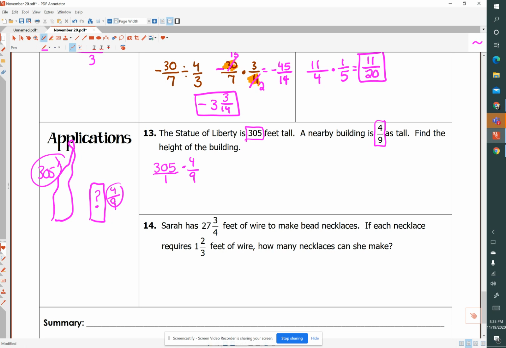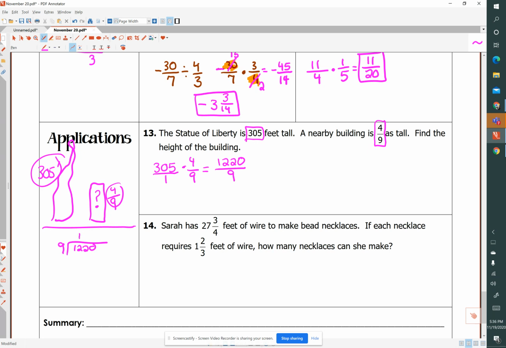No, we can't. So we just multiply across. 305 times 4 is 1,220. You can use a calculator for that. 1 times 9 is 9. Now, that's a wildly improper fraction. So we want to go ahead and divide 1,220 by 9.